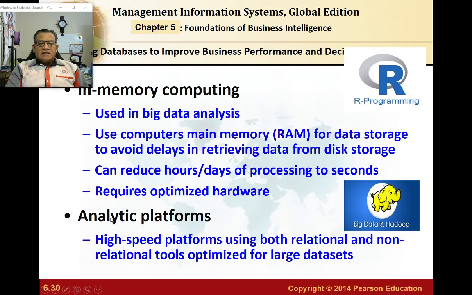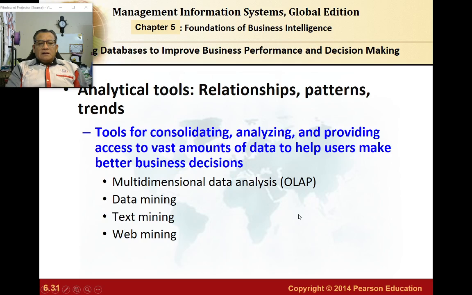Another tool which can be used is the analytical platform, which is a high-speed platform using both relational and non-relational tools for a large data set, as executed by the software Hadoop to process big data. Analytical tools basically use relationships and patterns and create trends so that they could consolidate, analyze, and provide access to very big data for users to make better and more accurate decisions, in which they can make use of this multi-dimensional data analysis or OLAP, or data mining, text mining, or web mining.